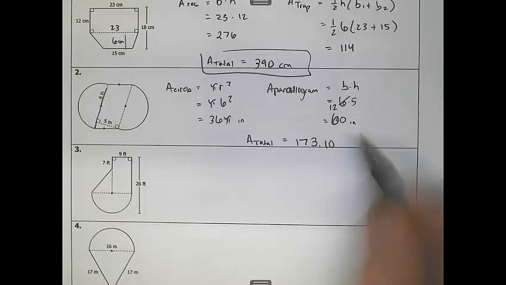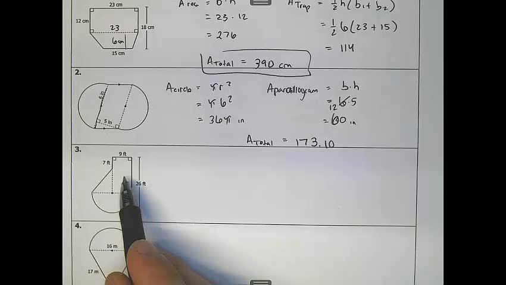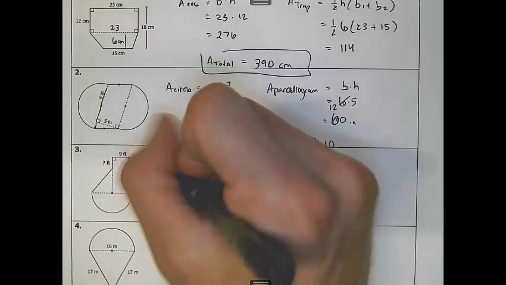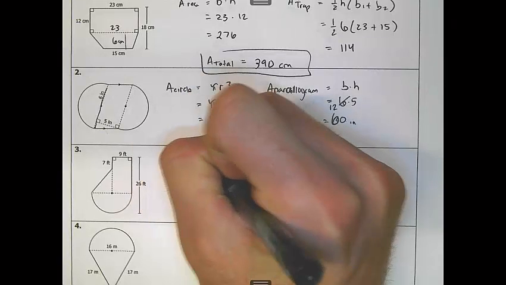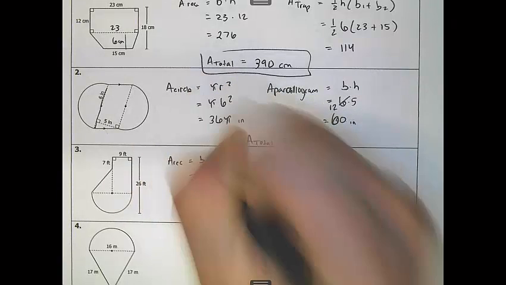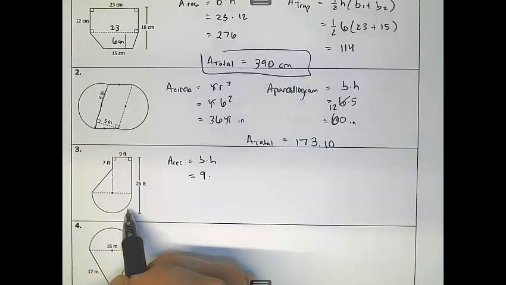Okay, so the next one looks like we have a triangle, a rectangle, and a semicircle. So let's start with the rectangle, I guess. Area of the rectangle is base times height. The base looks like I'm going to use 9 for that. Now the height I have to find.